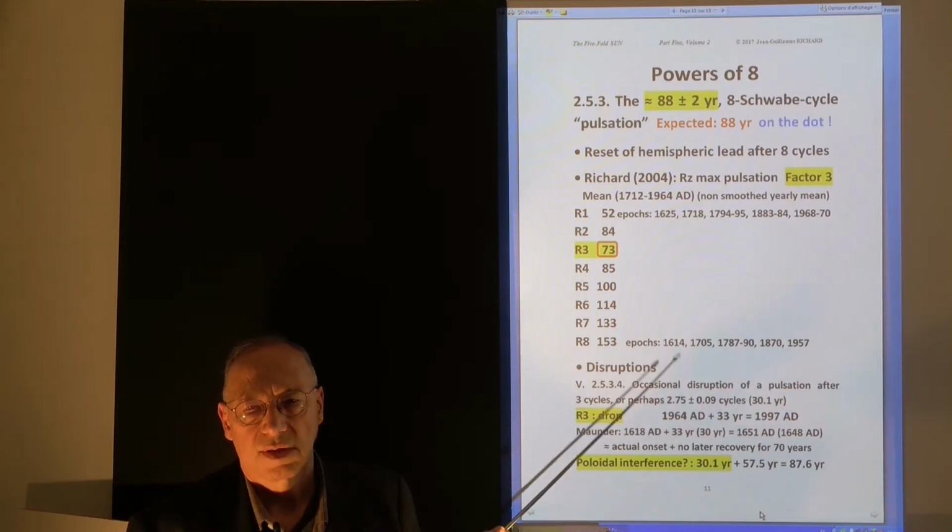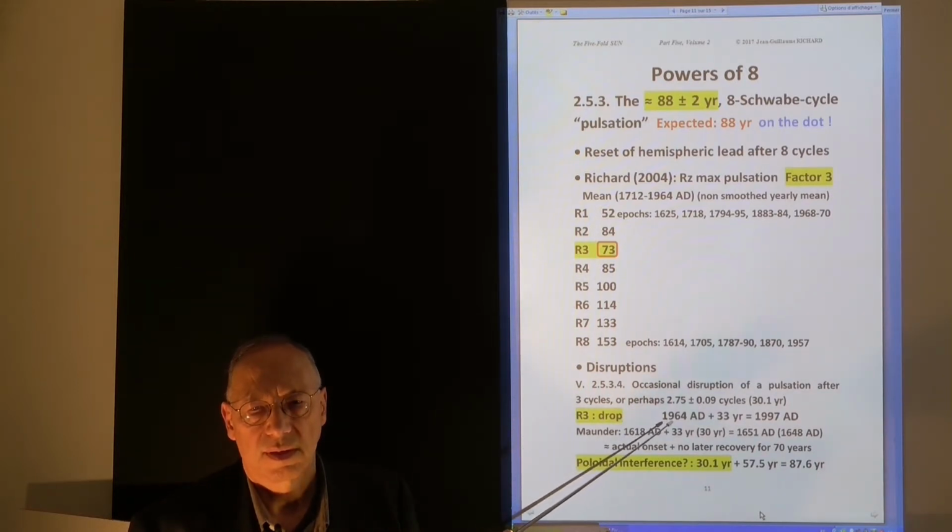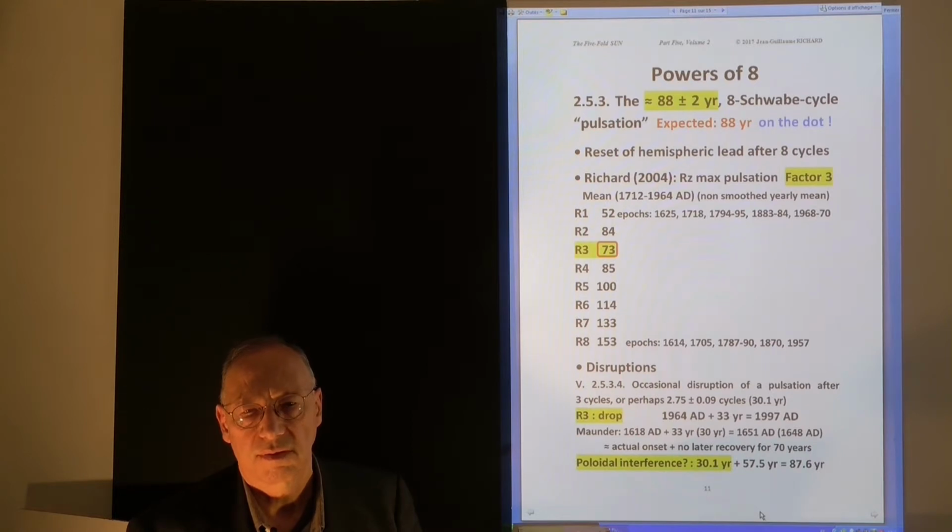You see, for instance, if you start from 1964 AD, which is a minimum epoch before the first maximum, and add 33 years, we find 1997 AD, at which epoch it was first remarked that polar fields are weak, and which was preceding a weaker solar maximum in 2001.